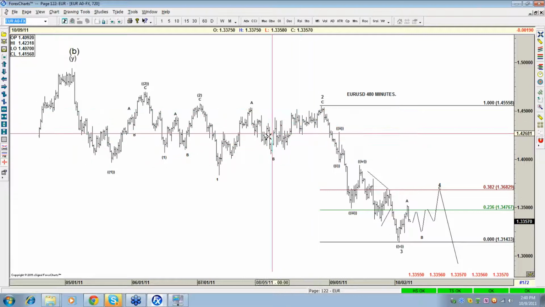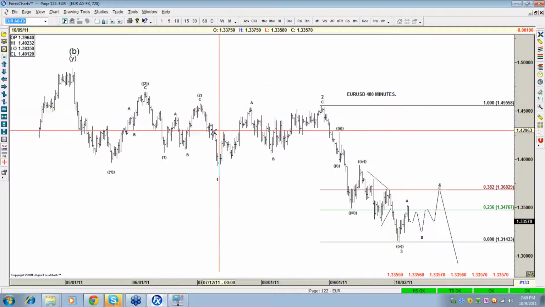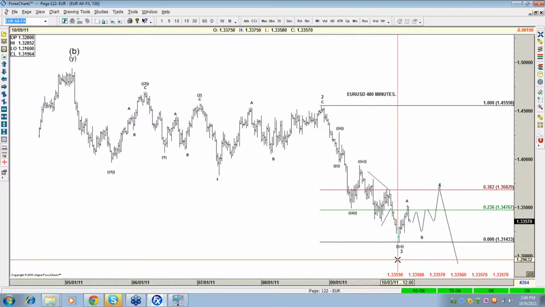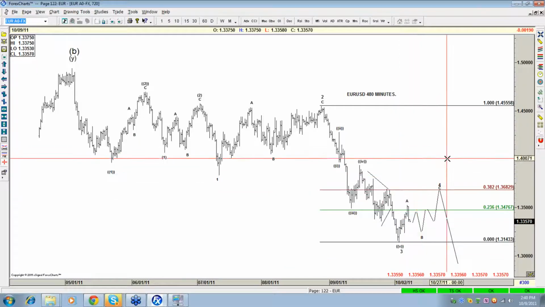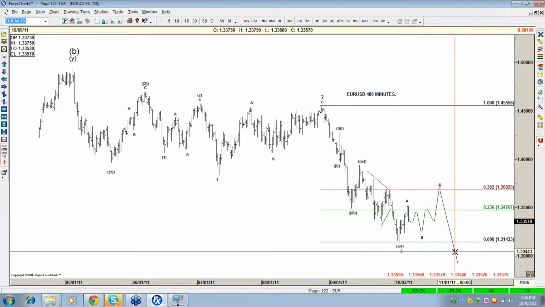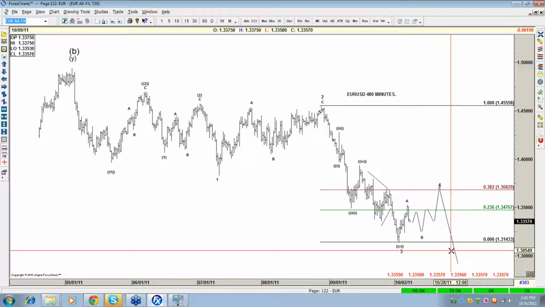3, 4, 5, each subdivision is in 3, and then you got 1, 2, 3, and it can be nesting like the dollar, ABC to 140, and boom, crash to the downside. Possible. It can be many scenarios, guys. You see that one? Can be many, many scenarios.